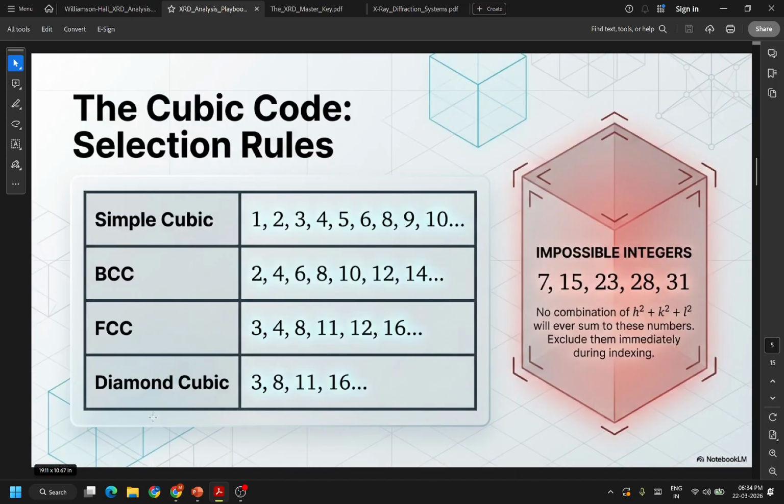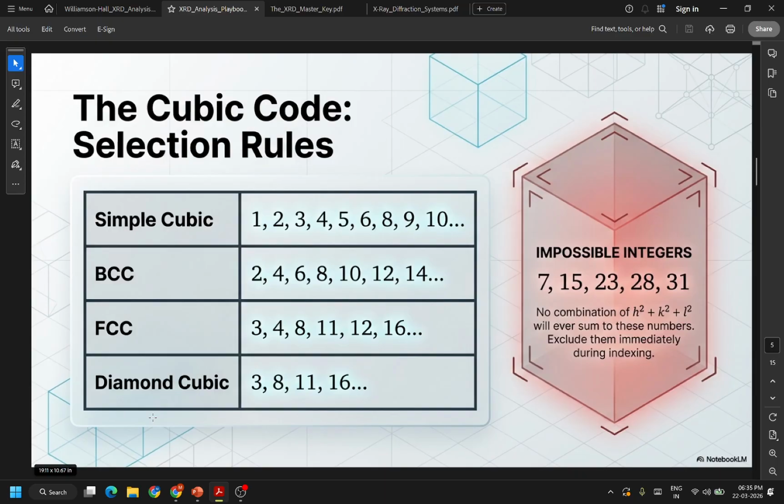And then you will have the selection rules for hkl, that is, selection rules for s, h square plus k square plus l square. For simple cubic, it can be 1, 2, 3, 4, 5, 6, 8, 9, 10. For BCC, it will be 2, 4, 6, 8, 10, 12, 14. For FCC, 3, 4, 8, 11, 12, 16. For diamond cubic, it will be 3, 8, 11, 16.